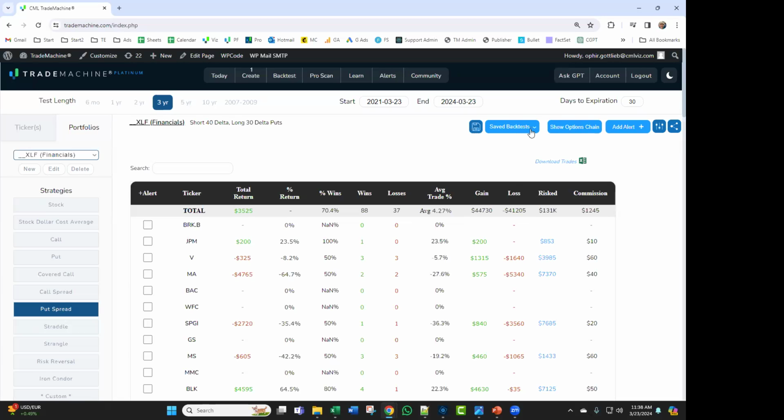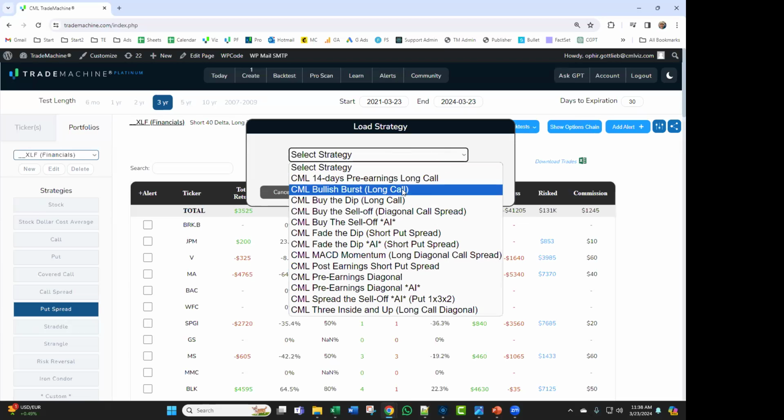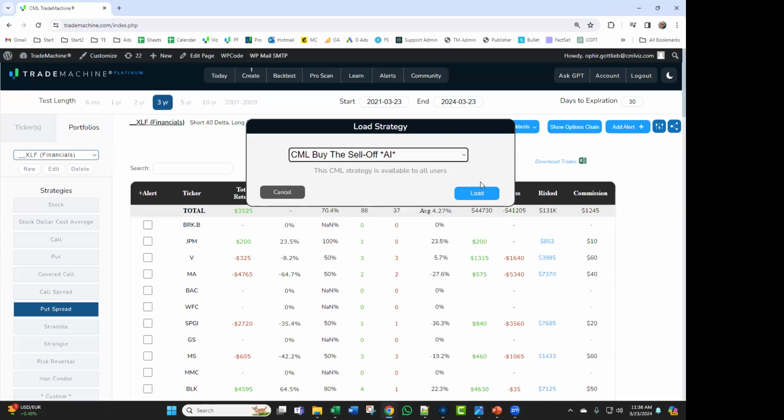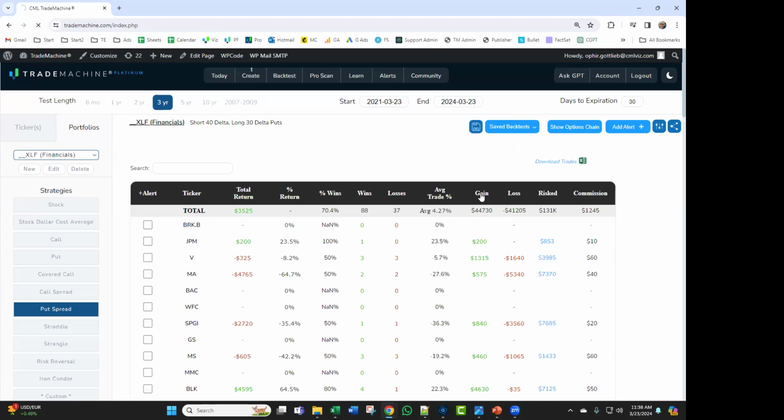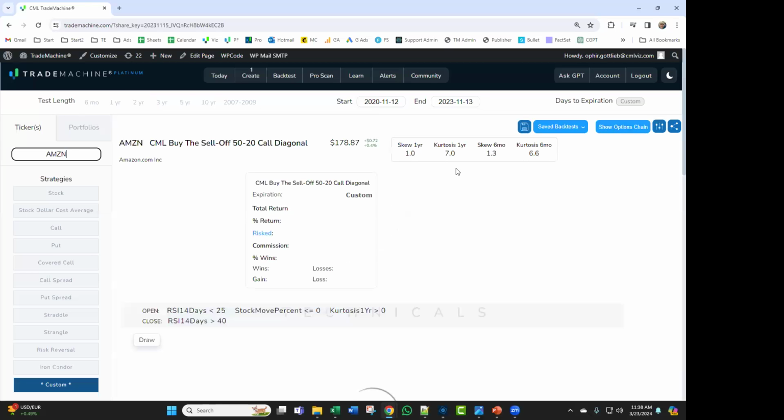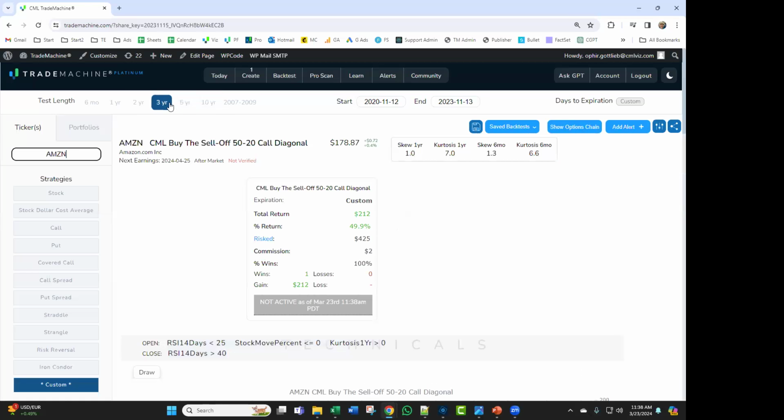And let's do the last one, which is buy the sell off. And then we'll get into energy, which is a really interesting sector. So buy the sell off with AI. I'll load it. This is how you do it in TradeMachine. Just load it. Let TradeMachine load a ticker. It's going to load a tech sector ticker. It's fine. Go to 3 years. Let TradeMachine do its thing.